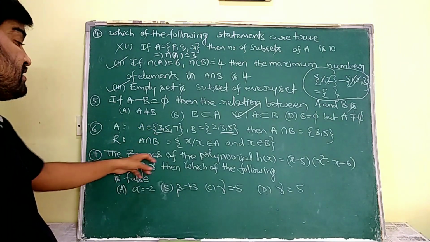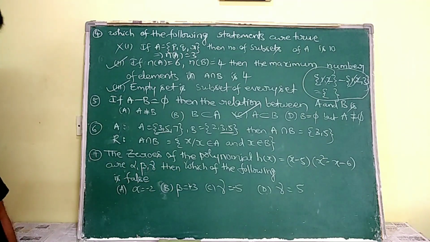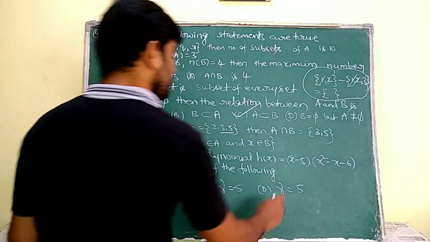Now the zeros of the polynomial are alpha, beta, gamma. Then which of the following is false is being asked. Find out those zeros first.